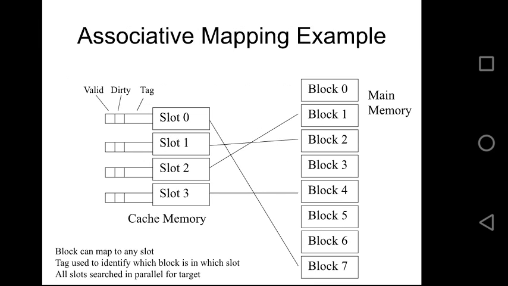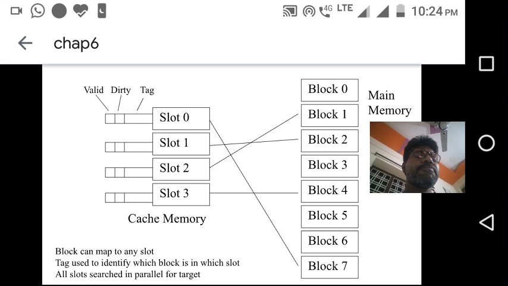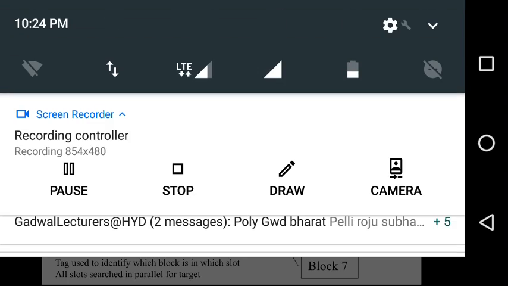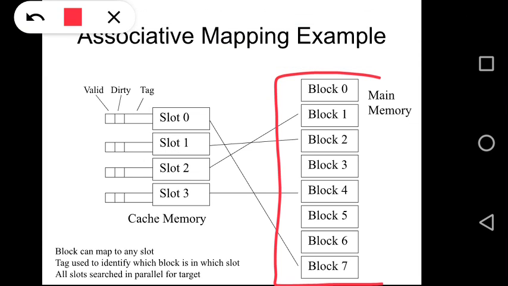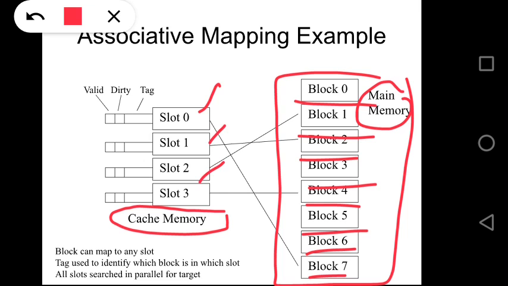Let us understand how associative mapping or fully associative mapping works. Remember, this is my main memory, and this main memory is divided into some blocks, and this is my cache memory, which is divided into 4 slots or 4 blocks, and which has tag, dirty bit, and valid bit.